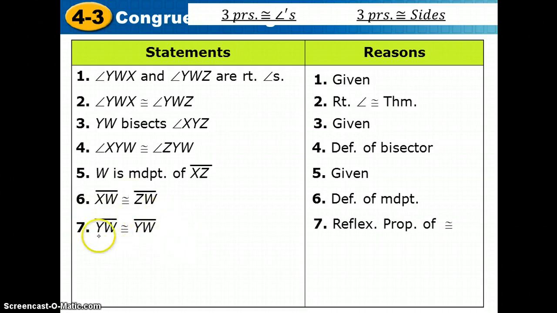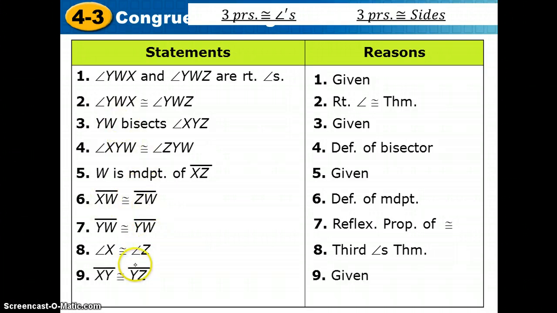Then something you're going to need to remember to use in proofs like this is the reflexive property. Notice that both triangles share side YW, so it's congruent to itself by the reflexive property, so we can have another pair of congruent sides. And angle X is congruent to angle Z by the third angles theorem. So we've shown 1, 2, 3 pairs of congruent angles, and we have 2 pairs of congruent sides. We need one more, and that is given to us. So XY is congruent to ZY by definition of congruent triangles.